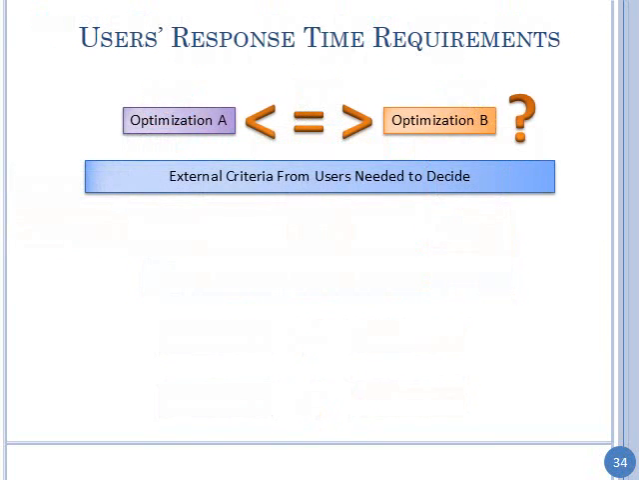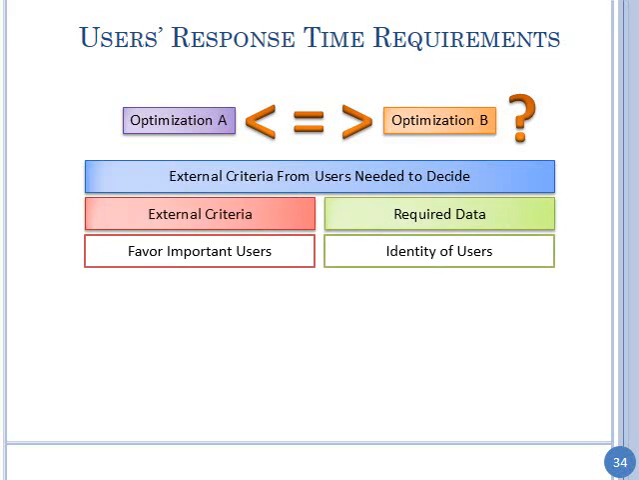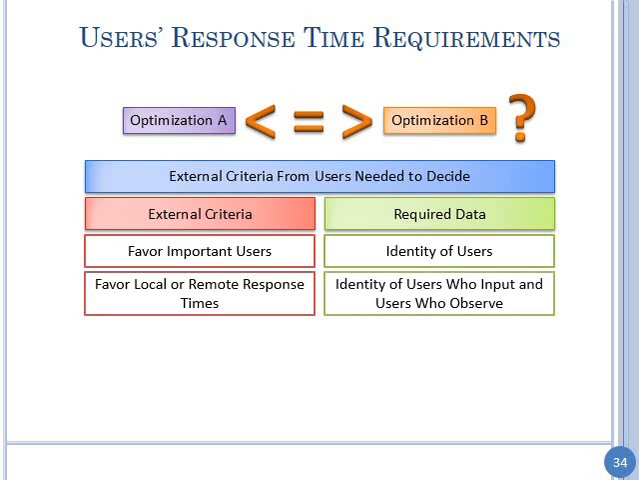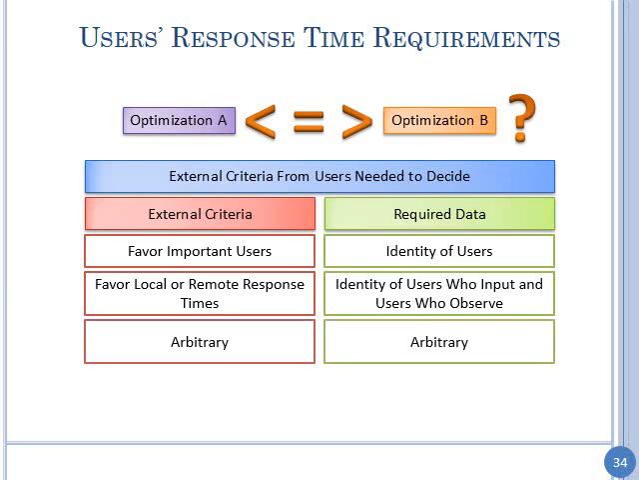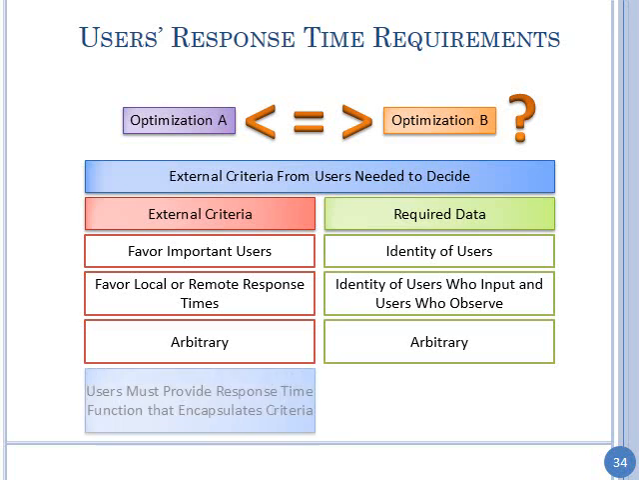Now, we needed external criteria from the users. And in this case, the criteria was favor the important users, and the data needed for that is the identity of the users. It could have also been favor local or remote response times, and the data needed to enforce that would be the identity of users who input and those who observe. In general, the criteria are arbitrary and can require arbitrary data to be enforced. So users are the ones who must provide response time functions that encapsulate their criteria.